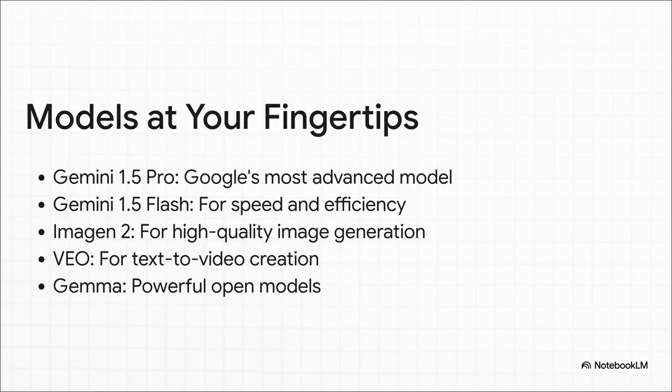And look, when I say powerful, I really mean it. You're getting access to Gemini 1.5 Pro. That's their absolute top-of-the-line model. You also get specialized tools like Imagen for making images and Veo for creating video. And it doesn't stop there. It's even got Gemma and PaliGemma, which are these really powerful open models that developers can go and build on top of. And the best part? It's all right there for you to play with, completely free.